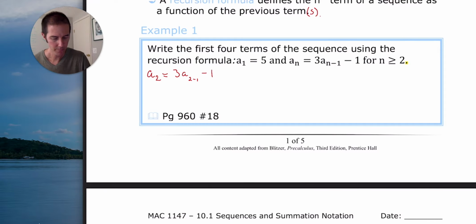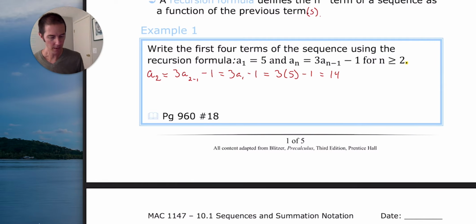Here we go. So that's equal to 3 times a sub 1, minus 1, which is equal to 3 times, if only we knew what a sub 1 is. The problem gave it to us. It's a 5. Minus 1, so we've got 15 minus 1, which is 14. So a sub 2 is equal to 14.